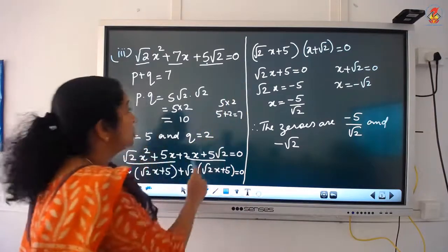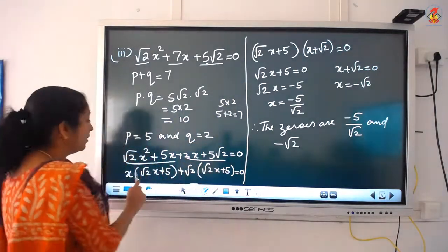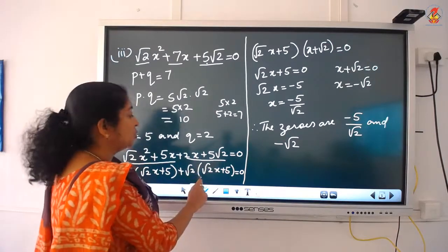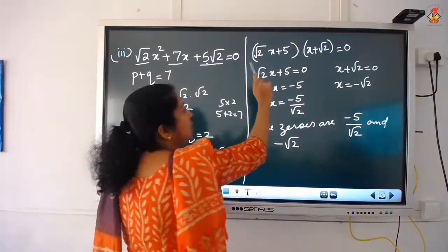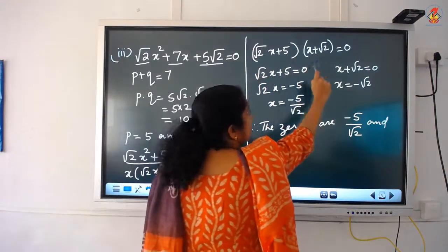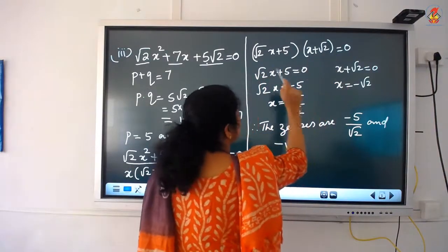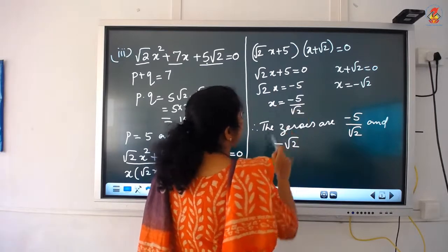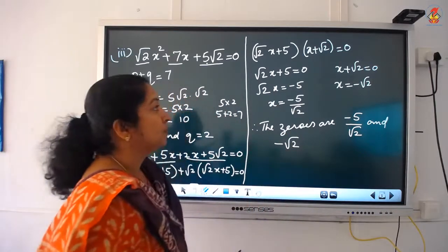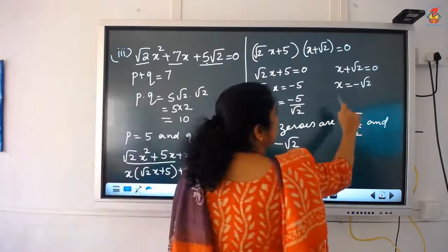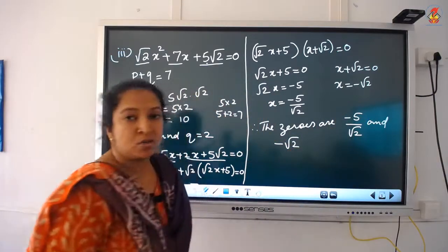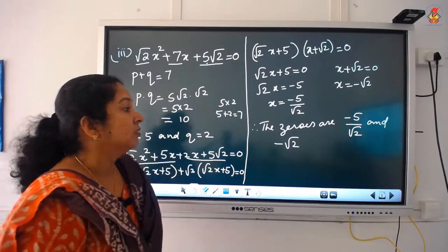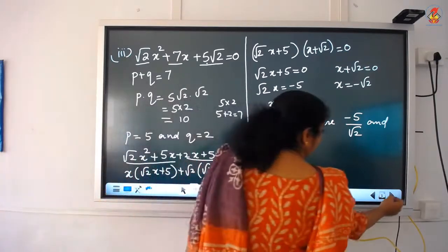So, from the first two we can take out x common. So, remaining root 2x plus 5. Second, we can take out root 2 common. So, root 2x plus 5. Root 2x plus 5 into x plus root 2 equal to 0. So, root 2x plus 5 equal to 0. Root 2x is equal to minus 5. X is equal to minus 5 by root 2. And x plus root 2 is equal to 0. So, x is equal to minus root 2. So, the zeros are minus 5 by root 2 and minus root 2.